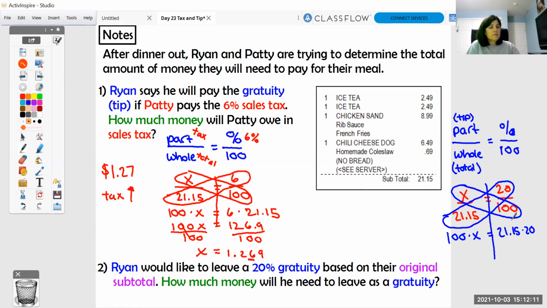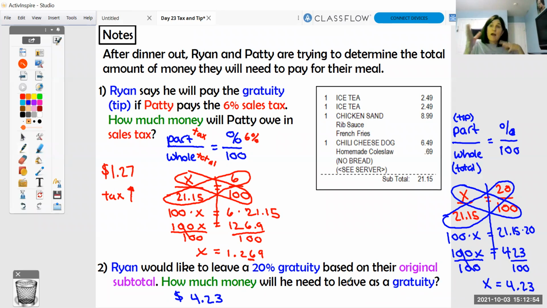I'm going to use my calculator, so please make sure that you have your calculators handy. We end up with 423 equals 100x. You guys should be getting really good at this. We know that 100 times x, in order to isolate x, I have to divide by 100. And we end up with x equals $4.23. So the gratuity that he's going to leave is $4.23.